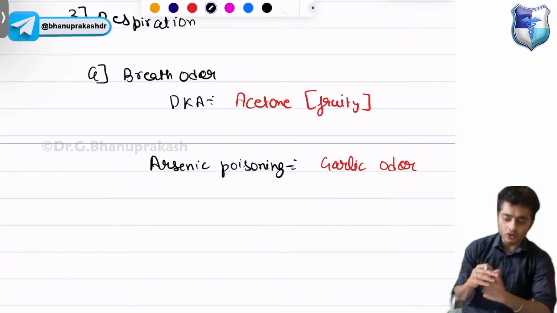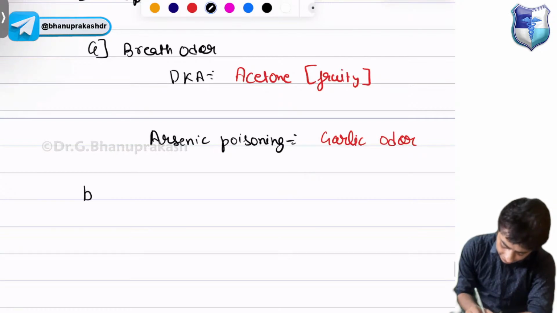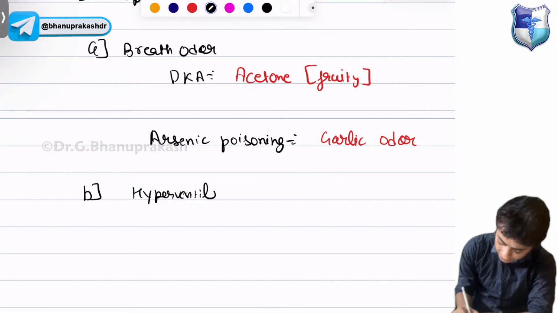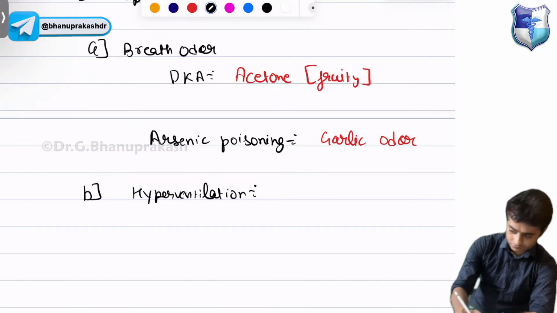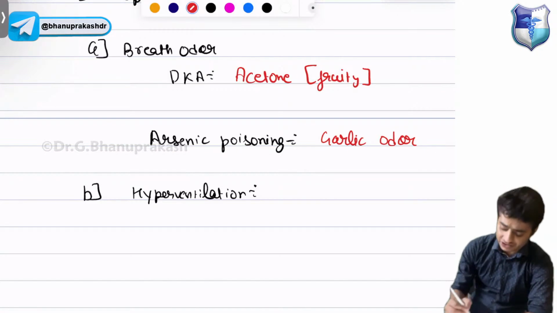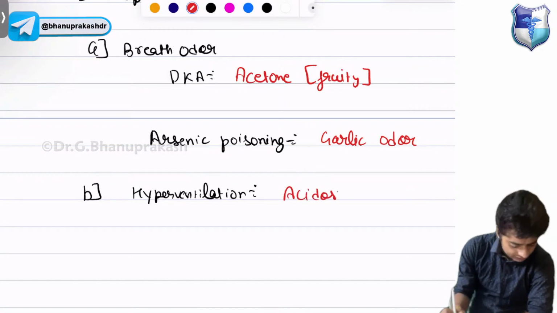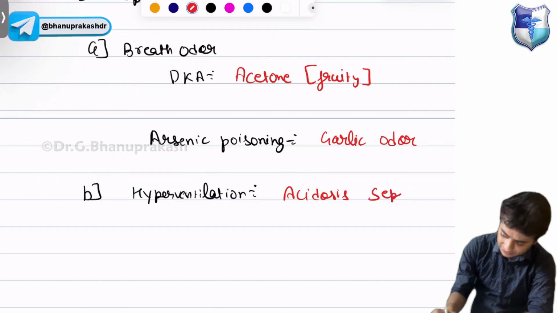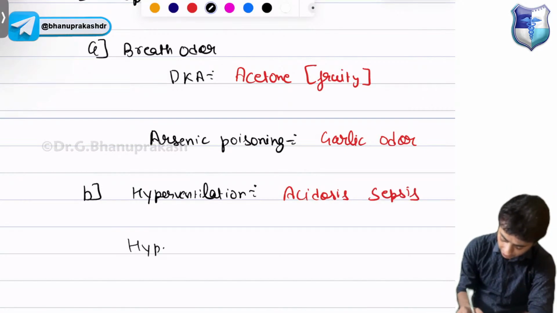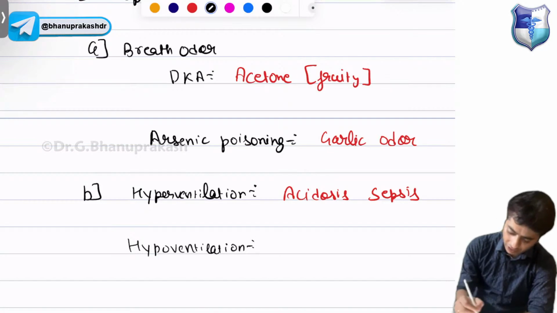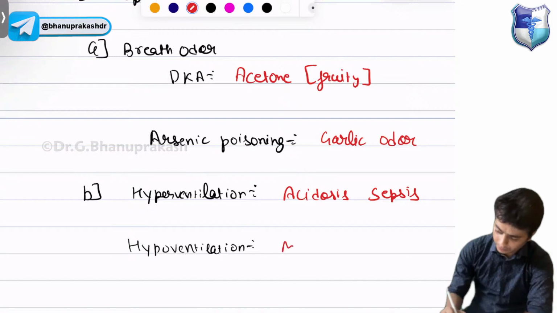Then comes your patient. In respiration examination, you have checked breath order. Then you will check hyperventilation. Is the patient hyperventilating or not? What are the causes of hyperventilation? It is your acidosis and sepsis. Then is your hypoventilation. In hypoventilation, causes are your mixed edema, coma.